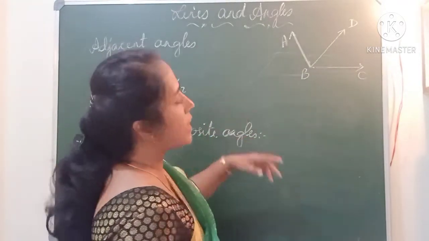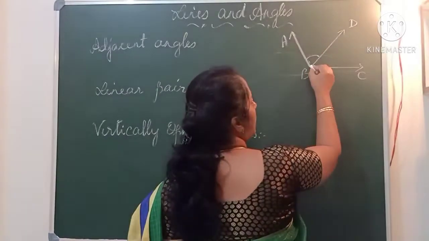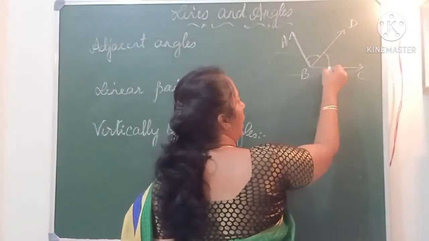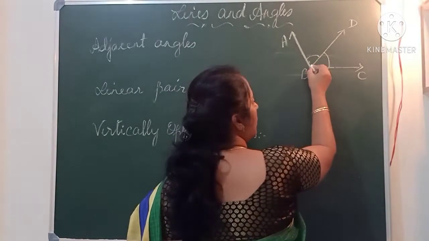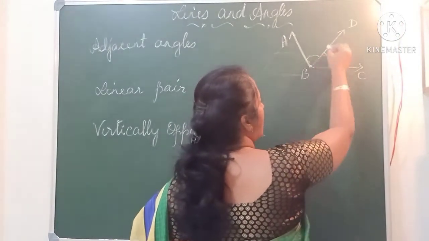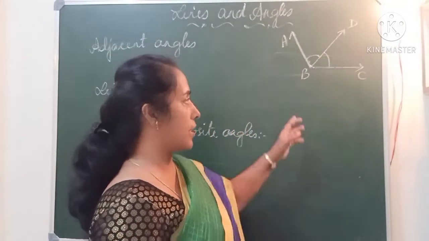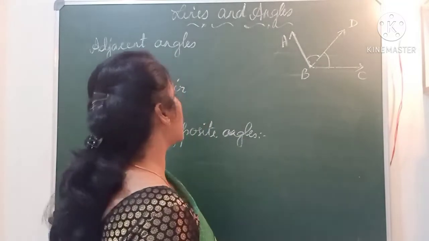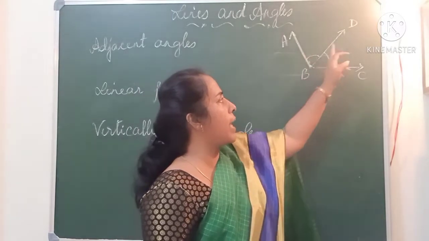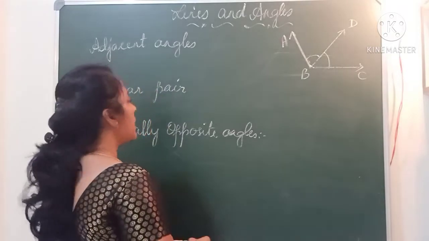Now let us see about adjacent angles. Here I have taken two angles, angle ABD and angle DBC. Both the angles have the same common endpoint, that is B, and one arm as common side, that is BD. In such a case, those two angles are said to be adjacent angles. If two angles have the same common point and one side as common side, then those two angles are said to be adjacent angles.